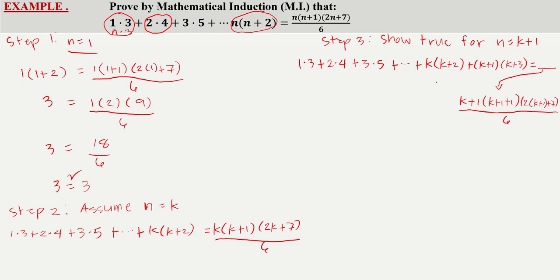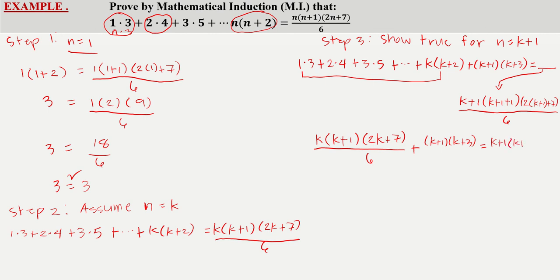After that, we are now going to change this one with our step 2, so that we will have smaller space to consume. We are going to apply the assumption that it's going to be k times k plus 1 times 2k plus 7 all over 6 plus, don't forget that we added there k plus 1 times k plus 3, based from the pattern. And this is equal to, let us simplify the right side, k plus 1 times k plus 2 times, distribute 2 there, that's 2k plus 2, then 2 plus 7 is 9, so it's going to be 2k plus 9 all over 6.